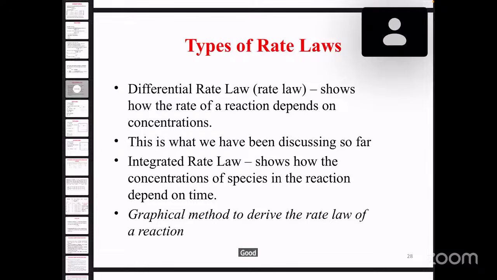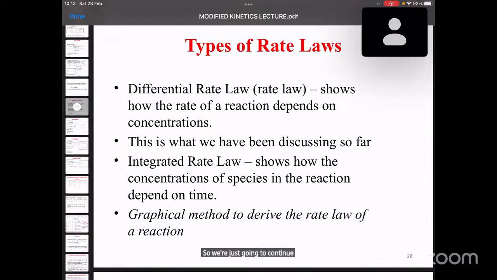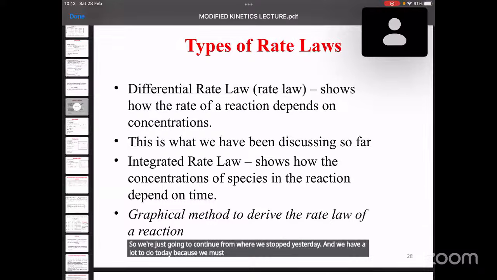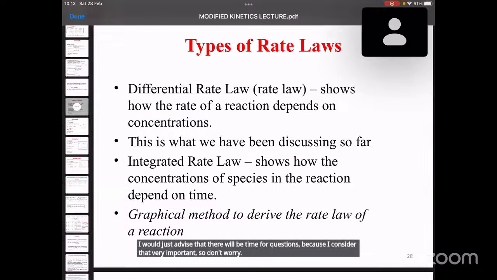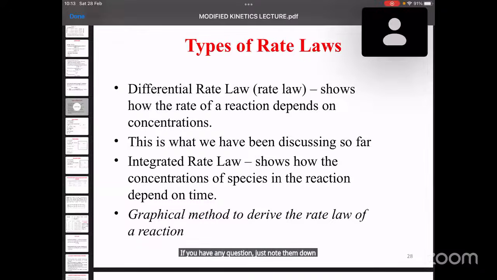Good morning, everyone. So we're just going to continue from where we stopped yesterday. And we have a lot to do today because we must complete everything that needs to be done on chemical kinetics today. So, good morning. I'll just advise that there will be time for questions because I consider that very important. So don't worry. If you have any questions, just note them down. Then, like I said, we'll finish chemical kinetics quickly, then we can go to chemical equilibrium.